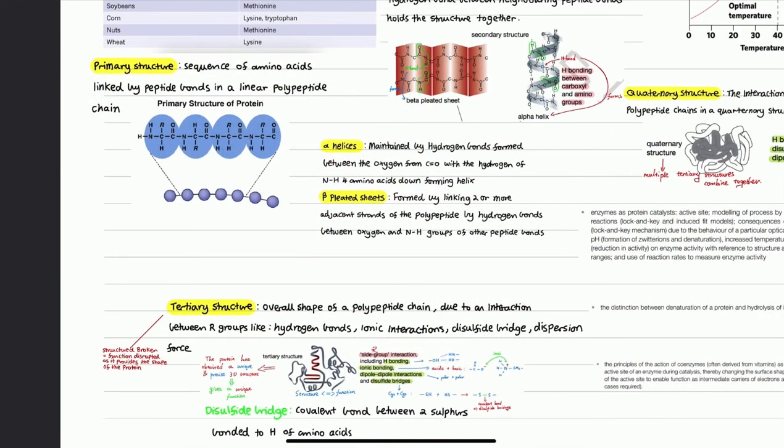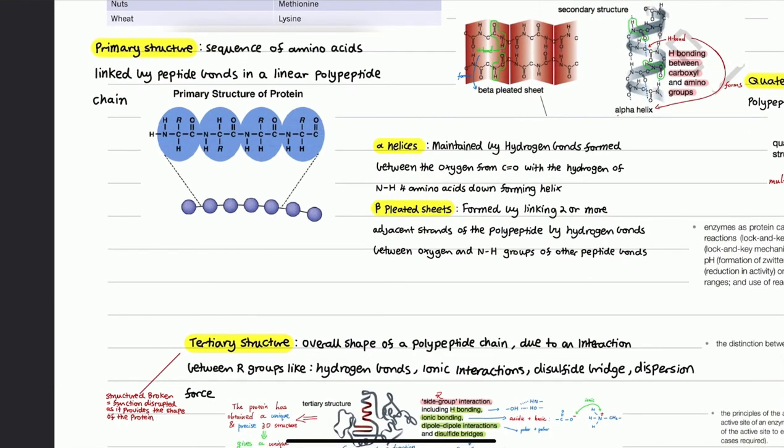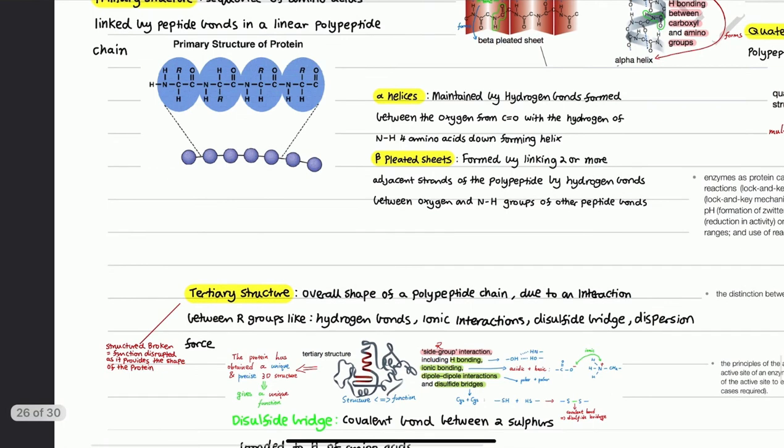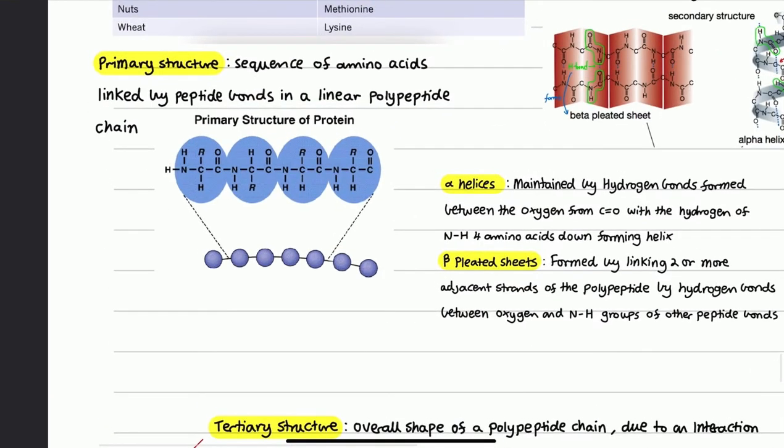All right, so let's get on to the most important part of today's lesson. That is the different hierarchical structures of proteins. So first, we're going to have the primary structure of the proteins, which is simply defined as the sequence of amino acids linked by peptide bonds in a linear polypeptide chain. So as demonstrated by a simple diagram here.